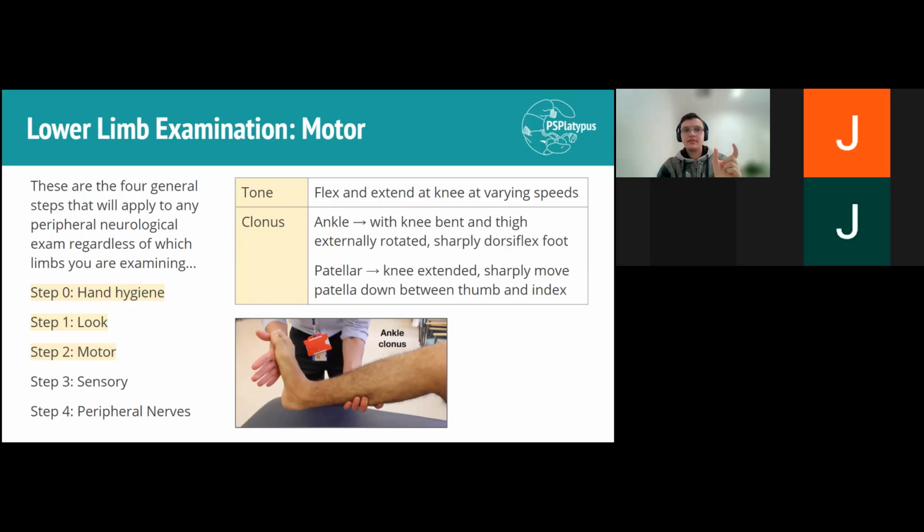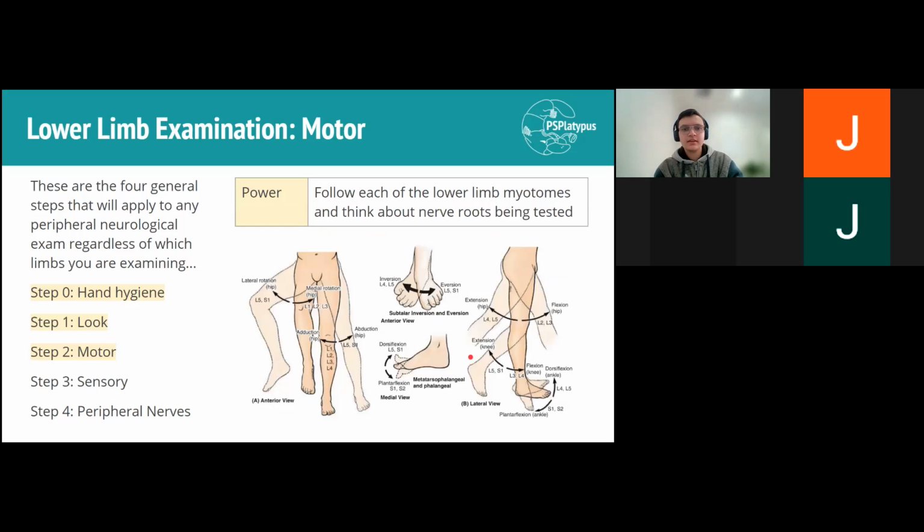Obviously, there's not going to be a lot of give, but try as best as you can to pull it down. And if you do notice some sort of abnormal movements at the knee, then that's a positive patella clonus. Again, all these are pathologies linked to your central nervous system. And then power, again, think about all your myotomes and think about the specific nerve roots that you're testing.